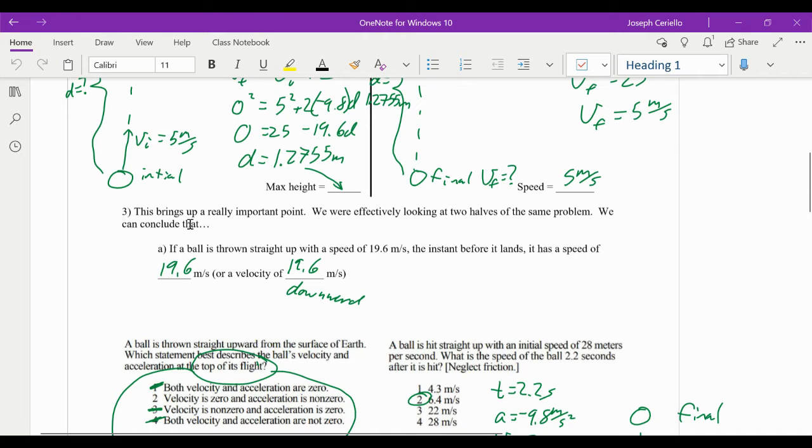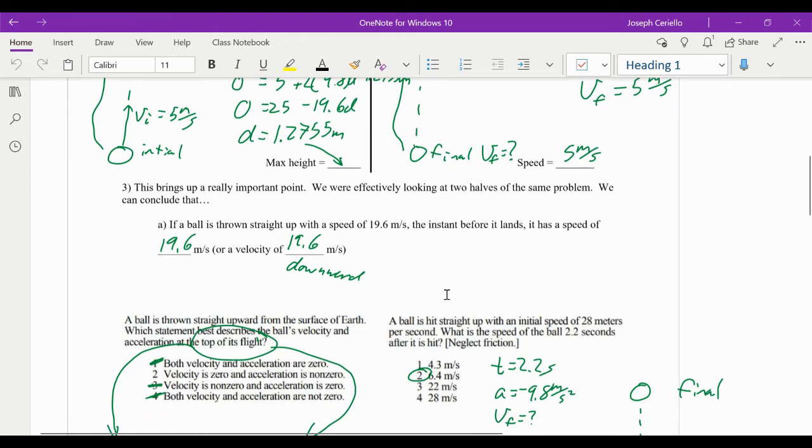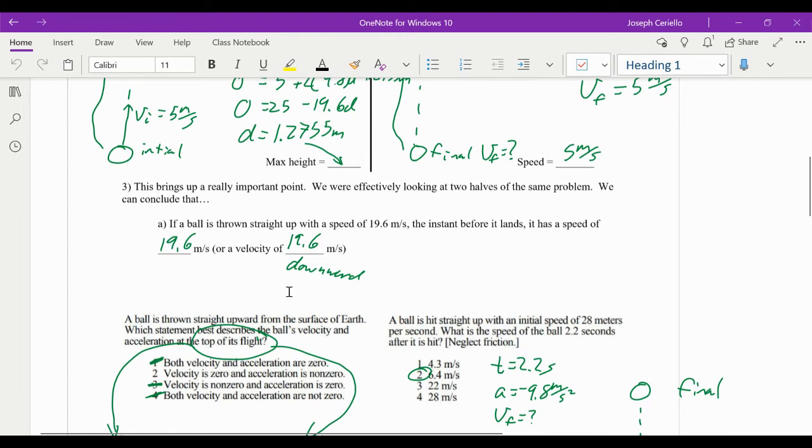Number 3 says this brings up a really important point. I just mentioned this. We're effectively looking at two halves of the same problem. We can conclude that if a ball is thrown straight up with a speed of 19.6 meters per second, the instant before it lands, it has a speed of 19.6 meters per second, or a velocity of 19.6 meters per second downward. Really important idea.